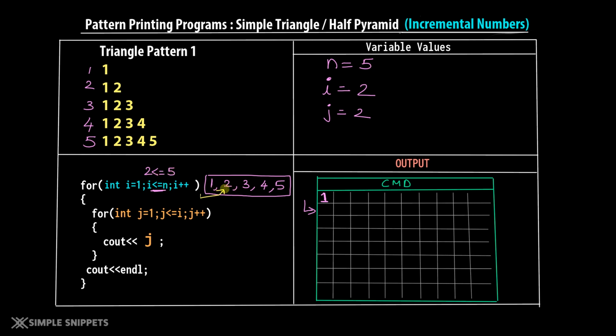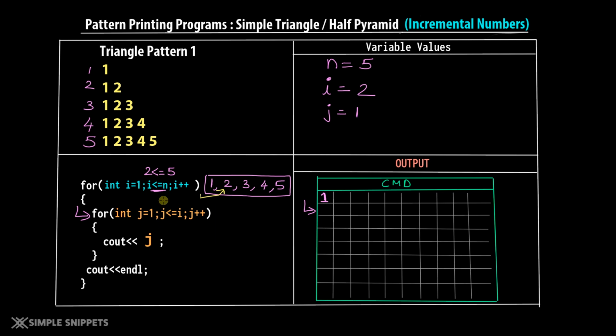So i can take values 1, 2, 3, 4, 5. These are valid values, so we don't even have to check. I'm just saying that this condition is checked again. And again you'll go inside. And now the second for loop will again start running. So again j equals 1 will be created. So j will reinitialize with the value 1.